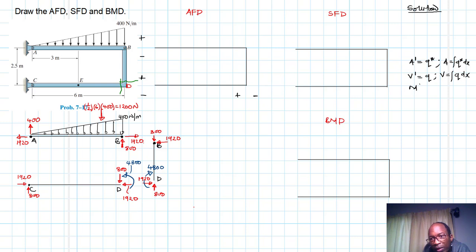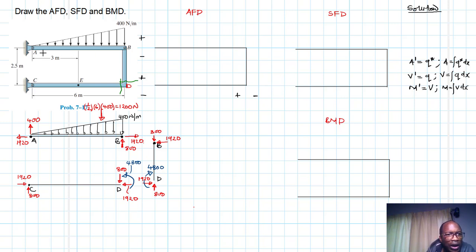And then M prime. When we say M prime, V prime, A prime, A prime is dA over dx, V prime is dV over dx, and M prime is dM over dx. This is also going to be equal to shear V, and therefore the magnitude of our moment is just the area under the shear diagram. So these are the differential equations that we're going to use for doing the plots very, very quickly.